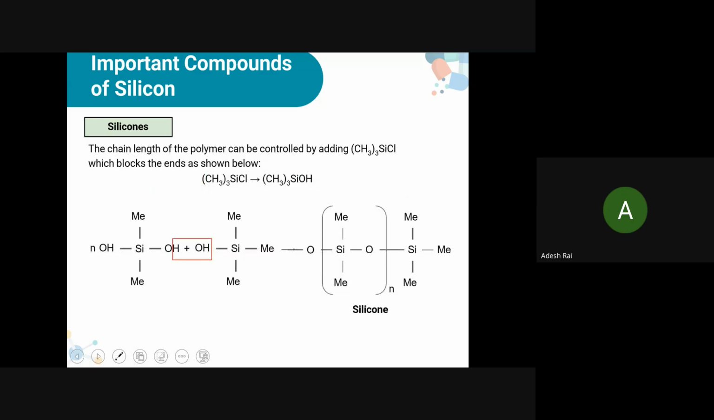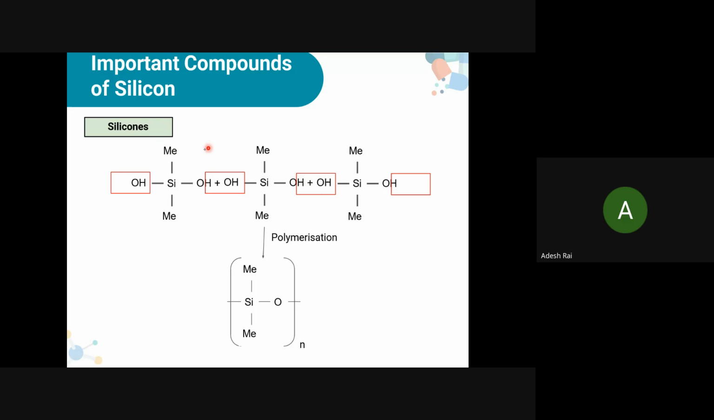Therefore, what do we do? To block the chain length, or to control the length of the chain, we use trimethyl chlorosilane. First, it undergoes hydrolysis, and this Cl is replaced by OH. You can see that, right? And now this is used with the previous case. In the previous case, we had this product, dihydroxy dimethyl silane.